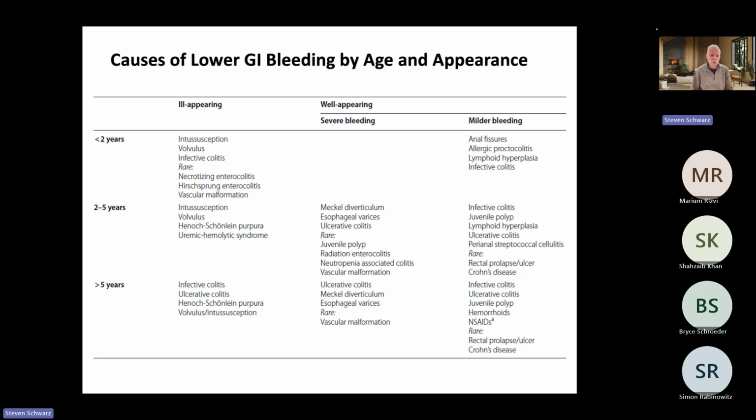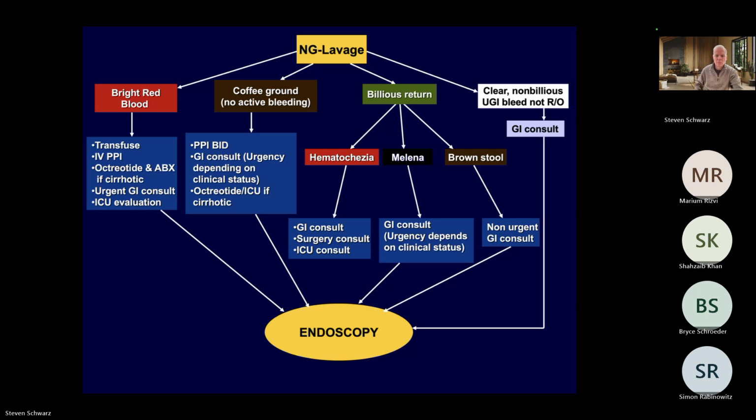And then we go to severe bleeding under 2 years of age, the child is not going to be well appearing. It'll be only with mild appearing, and then that's when we're dealing with fissures, allergic proctocolitis. And again, the same differential that we talked about earlier. Again, 2 to 5, again, the differential of the HSP and the hemolytic uremic syndrome.